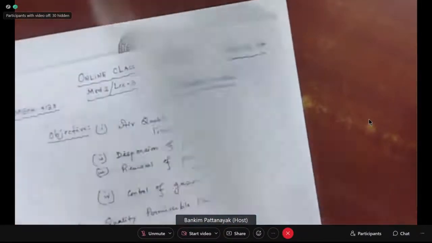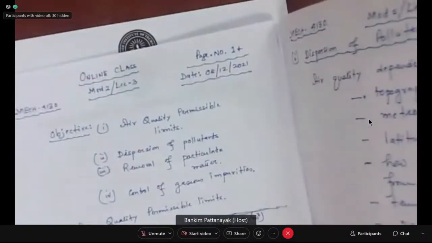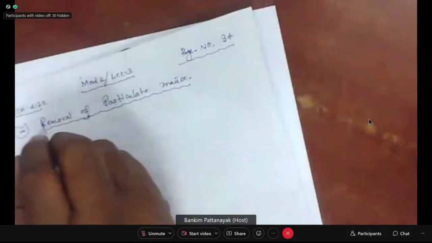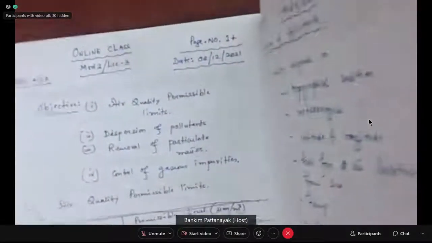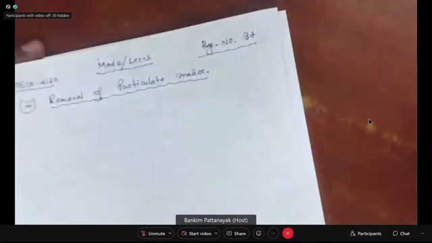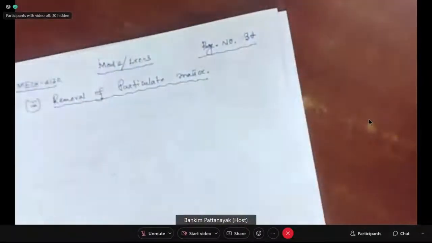Removal of particulate matter and dispersion of pollutants we have discussed already. Now we shall discuss the last agenda today, that is control of gaseous impurities. Okay, let us first discuss a certain mechanism. One particular formula is there, the settling chamber formula.